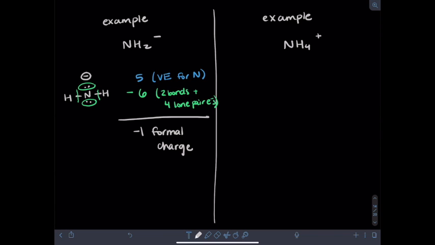Now let's do the same thing for NH4+. When I try to draw my Lewis structure with complete octets, I end up with this molecule where I have nitrogen in the middle with 4 bonds to hydrogens. Notice here nitrogen has a complete octet. To calculate formal charge, I'm going to start out with my number of valence electrons for a free nitrogen. This is 5, as will always be the case for nitrogen. And from this, I'm going to subtract the number of electrons around the nitrogen in my molecule.